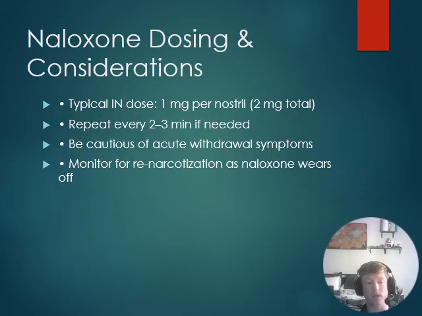So Narcan dosing and considerations. Like I was talking about earlier, the typical intranasal dose is 1 milligram per nostril. The reason is that the nostrils themselves are the nares, and the way this medication is absorbed is through mucous membranes. This isn't like when it's given intramuscularly or IV. It isn't absorbed by muscles or given directly into a vein. It's absorbed through the mucous membranes in your nose, the same membranes that make snot.